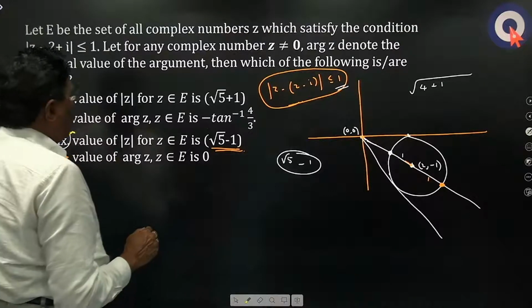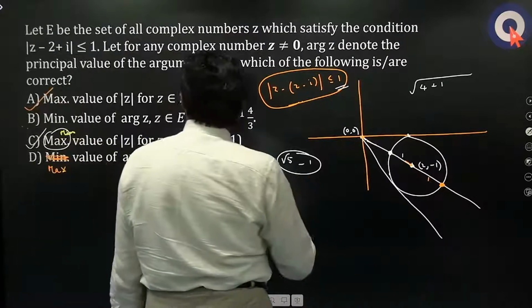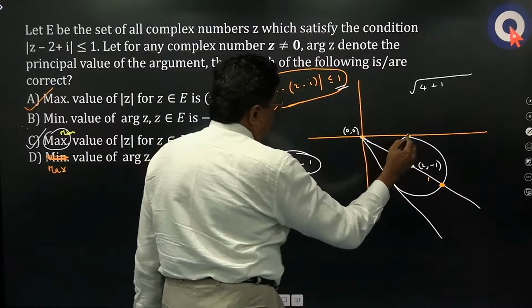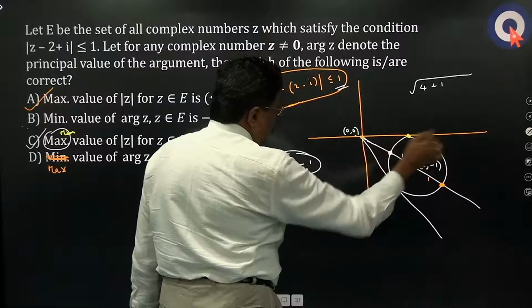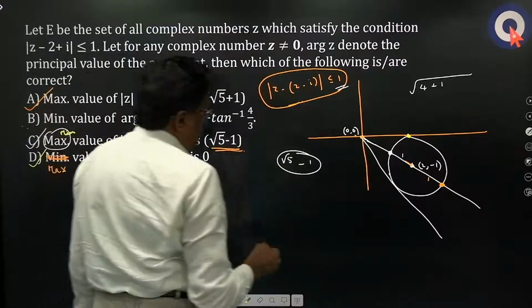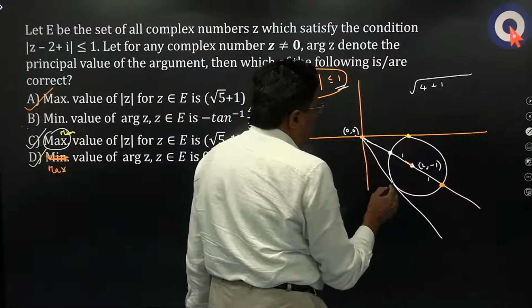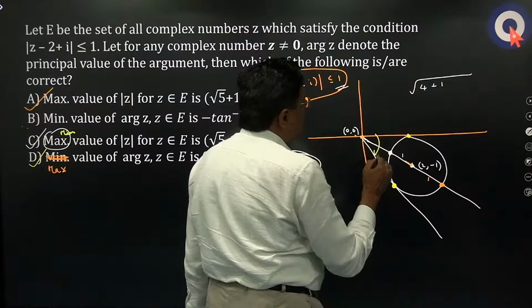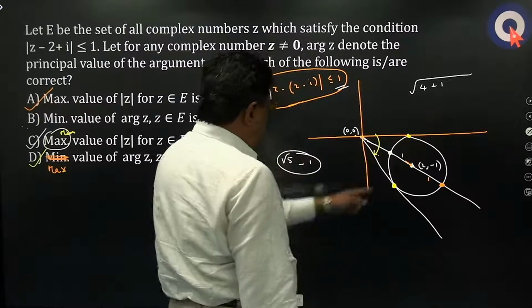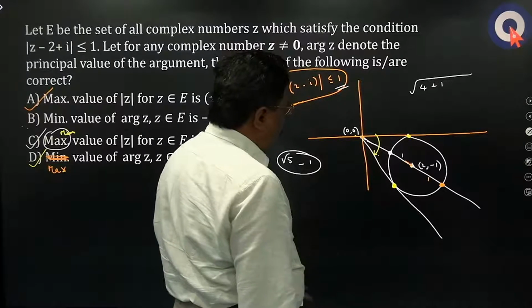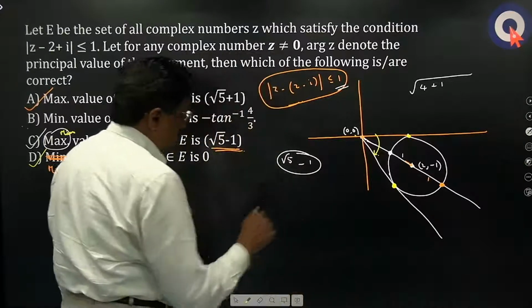So here the maximum value of arg z is 0, because when z is here, the argument will be maximum, which is 0. So this is maximum, and when z is here, the argument will be minimum. So this value we have to find out. To find out this value, we shall use the circles concepts.